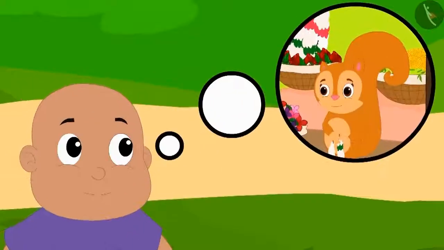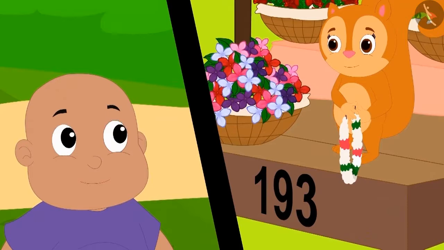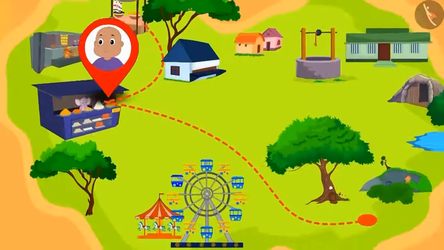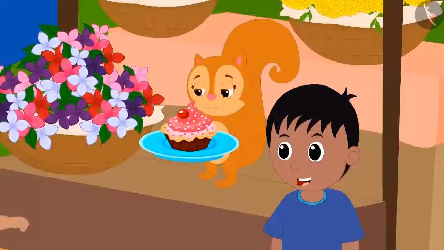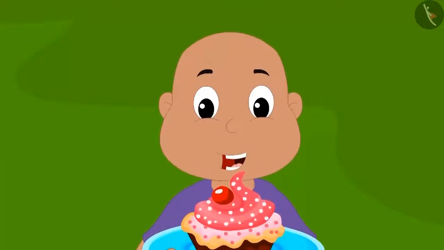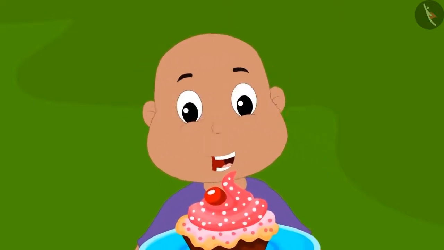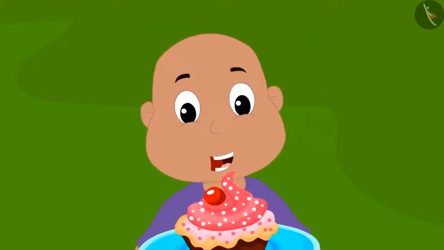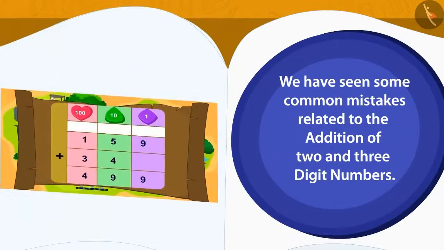Bablu remembered he had seen this number at Chanda's shop and thought that it may be his last location. With this thought, Bablu went to Chanda's shop. On reaching there, Bablu saw that Raju had hidden a cake to celebrate his birthday. Look how happy Bablu looks. Children, in this lesson, we have seen some common mistakes related to the addition of 2 and 3-digit numbers.